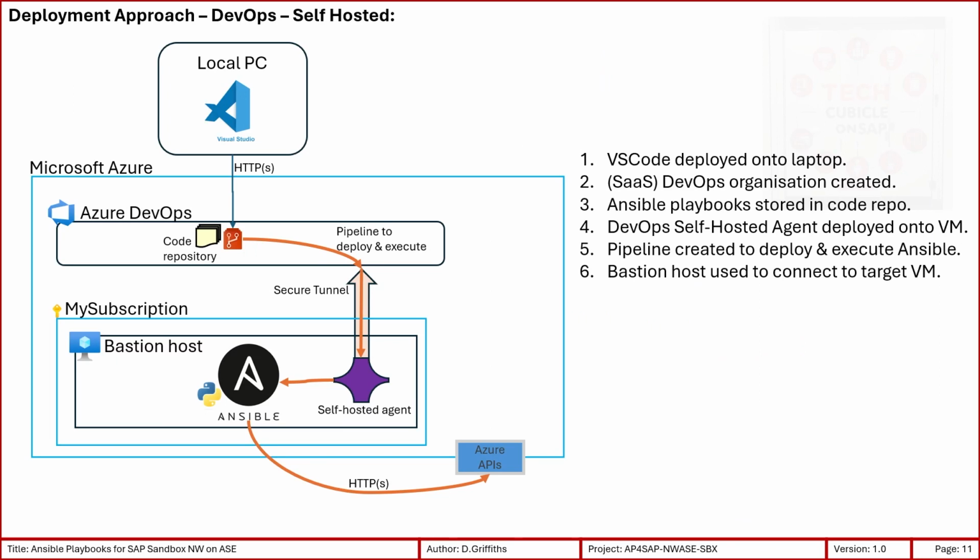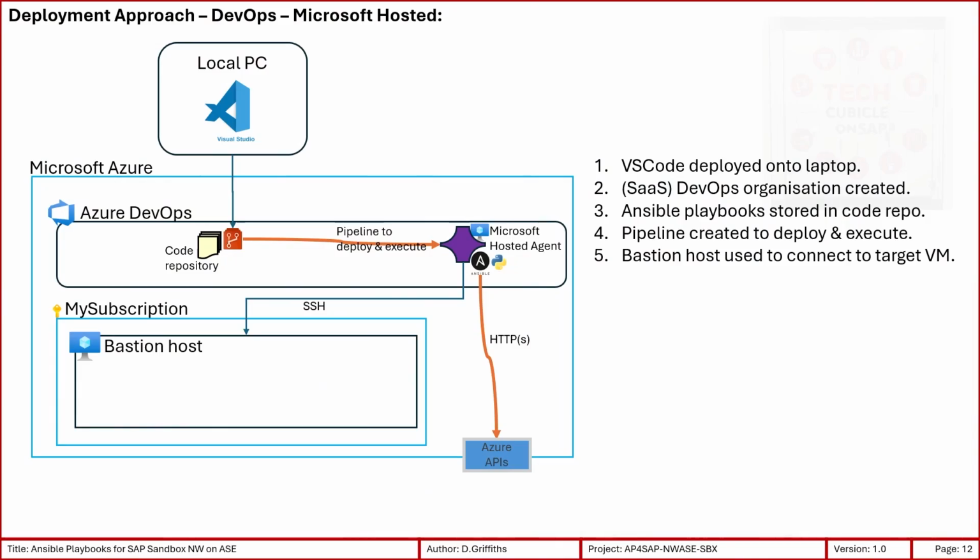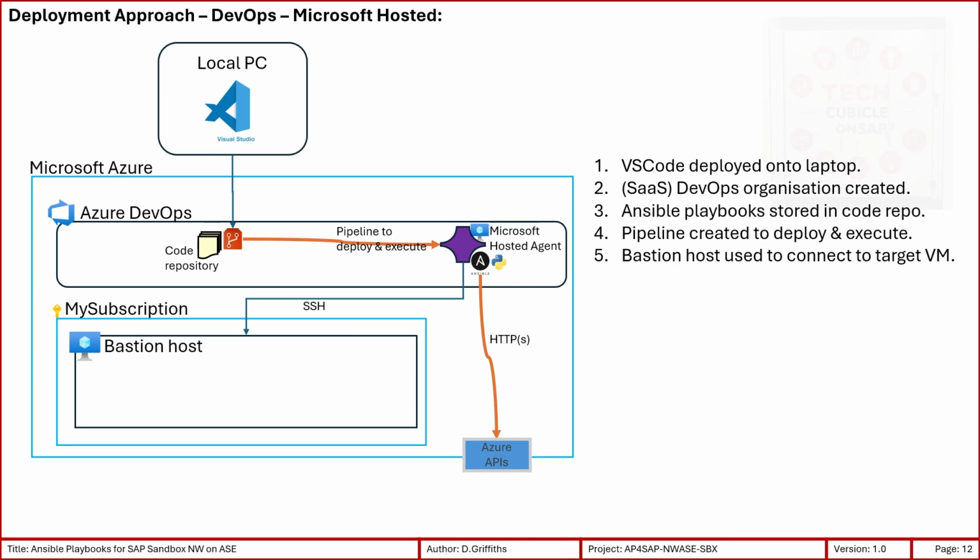In this method, we have our code being edited on our local PC using VS Code or some other IDE. The code is pushed and stored in our DevOps code repository. We use a self-hosted DevOps agent installed on our Ansible VM to pull down the code and execute it. The next method is to use a Microsoft managed DevOps agent which pulls down the code and executes it. We don't need to set up an environment for the Ansible code to execute in. But we still need to create a Bastion host for connectivity inside the virtual network from the agent.